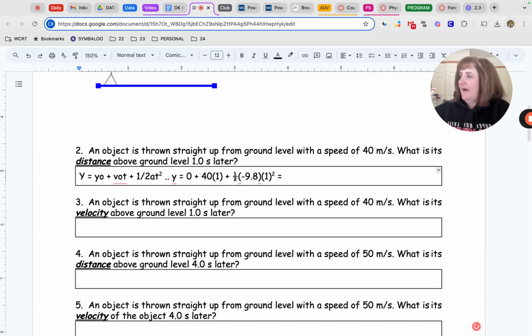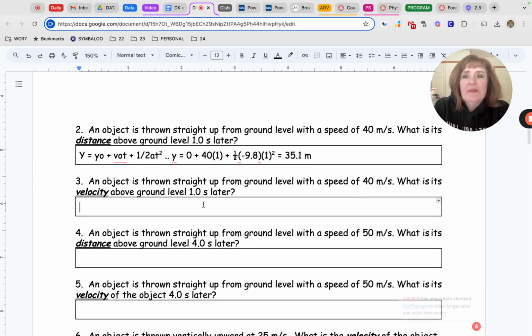All right, grab that handy dandy calculator. This is 40 times 1 plus 0.5 times a negative 9.8 times 1 squared. Gives you a height off the ground of 35.1 meters.